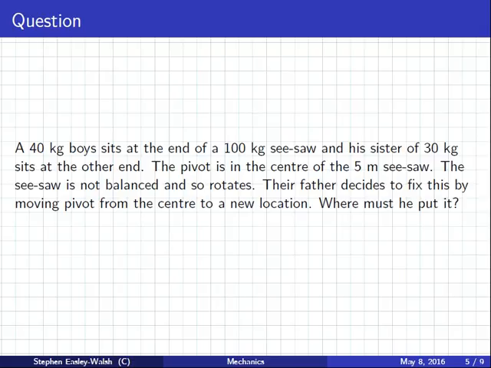So the 5 meter seesaw is here. So this is 2.5, 2.5. So it's all 5. Right, shall we draw this?